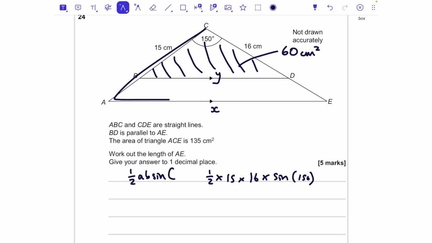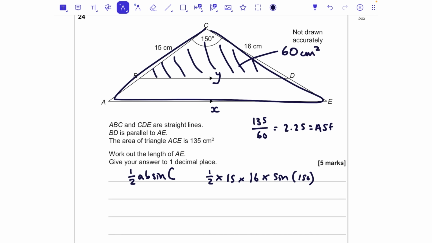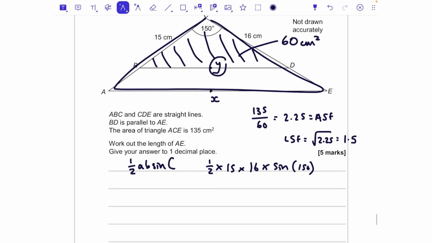Now the area of the whole thing is 135. So if I do 135 divided by 60, that's going to give me the area scale factor, and that is 2.25. Let's put ASF. Now, if you know the area scale factor is 2.25 and you want the linear scale factor, you can square root that value. And the square root of 2.25 is 1.5. So that's our linear scale factor. We now know to go from the small triangle to the big triangle, it's 1.5 times bigger. So now if we can get y, I can multiply it by 1.5 and get the value x that I want. To get y, we're going to use the cosine rule.